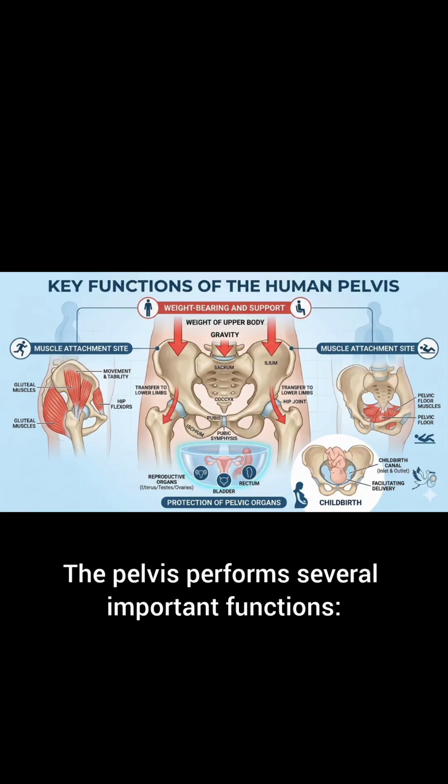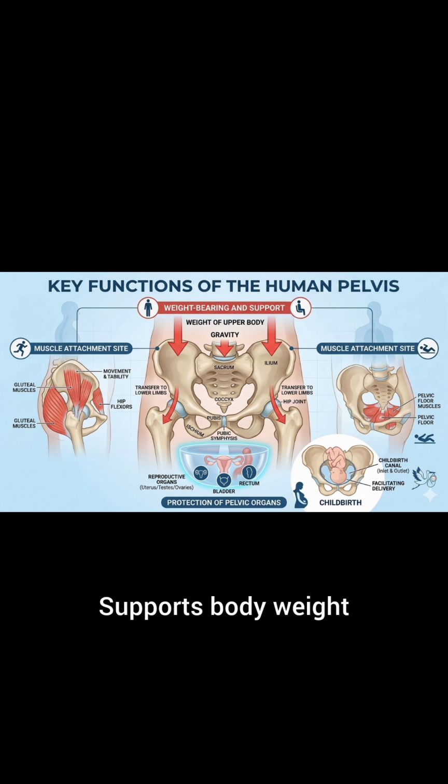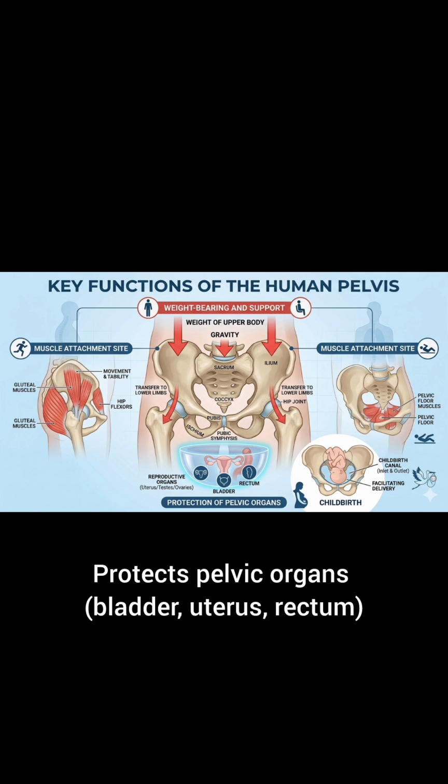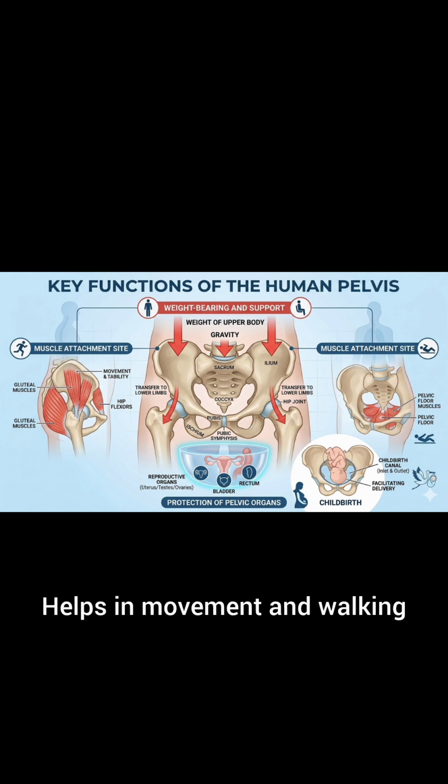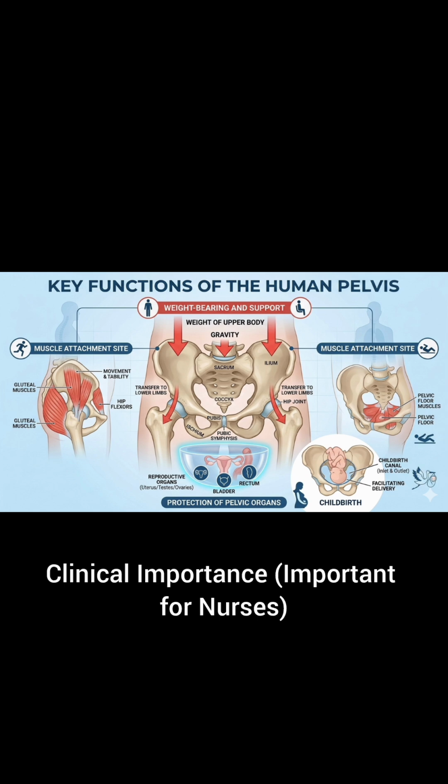Functions of the pelvis. The pelvis performs several important functions: supports body weight, protects pelvic organs such as the bladder, uterus, and rectum, provides attachment to muscles and ligaments, helps in movement and walking, and forms the birth canal during childbirth. Clinical importance, important for nurses.